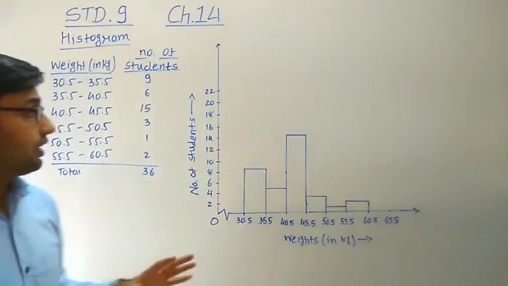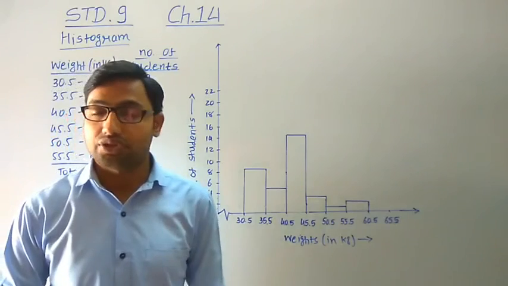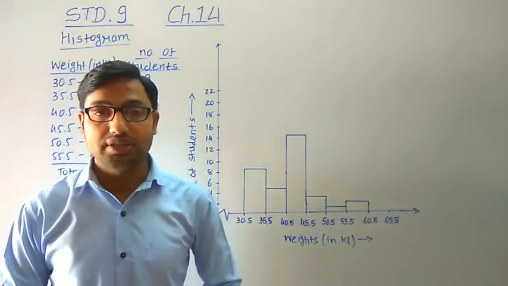Okay, so in this way we can draw the histogram. This is the second type of graphical representation. So this is all about this lecture.